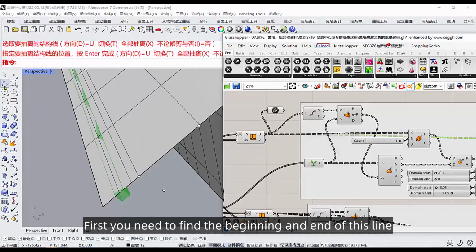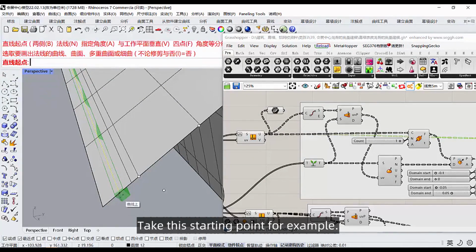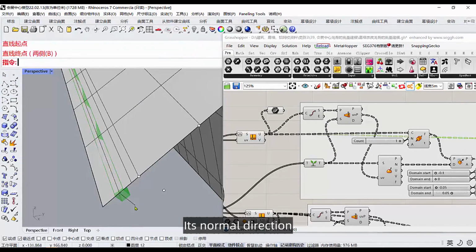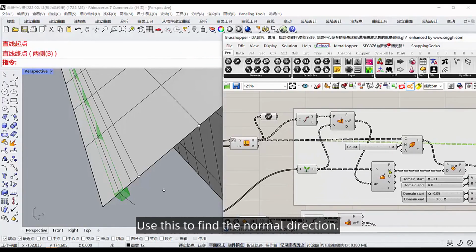First you need to find the beginning and end of this line. Take this starting point for example. This is the starting point. And what about this starting point? It's normal direction. You have to use this to find the normal direction, looking for the line.